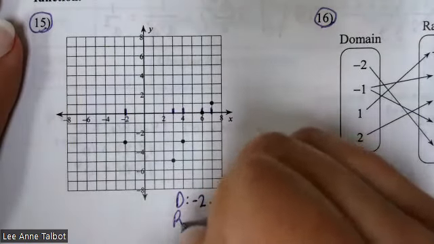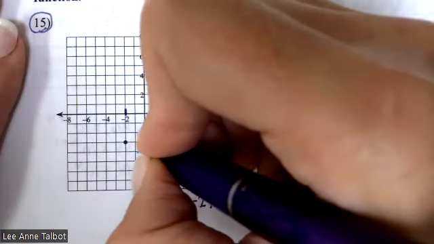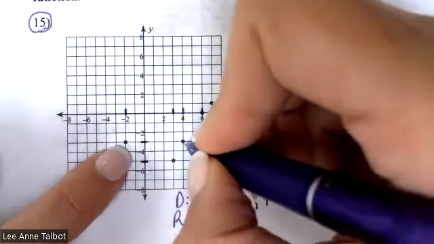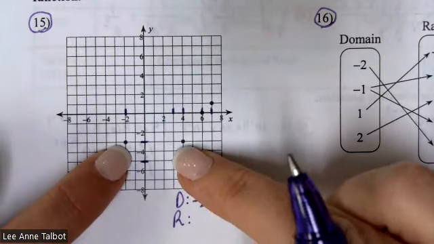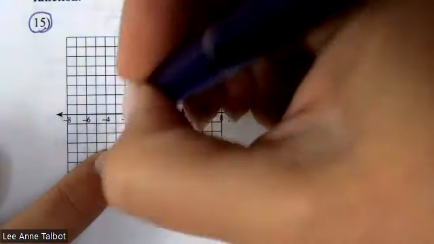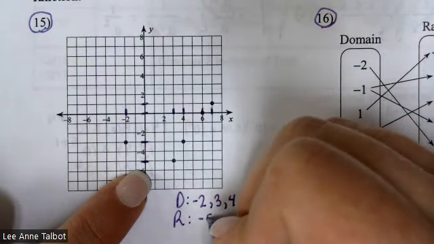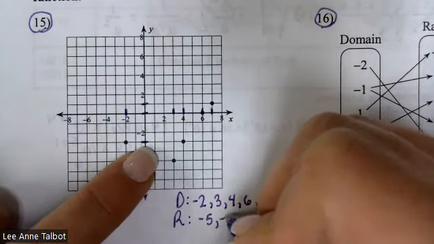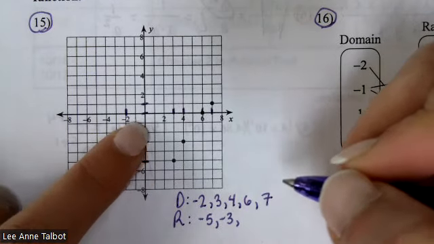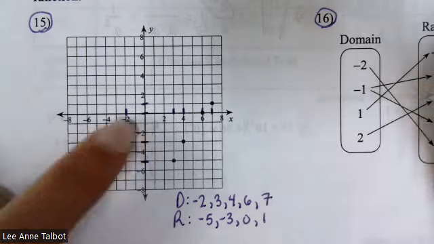Okay, and then the range is going to be the y's. There's a y there. There's one there. And notice there's 2 points at that spot. We're just going to name it once. And then one here, and then one here. So -5, -3, 0, and 1.